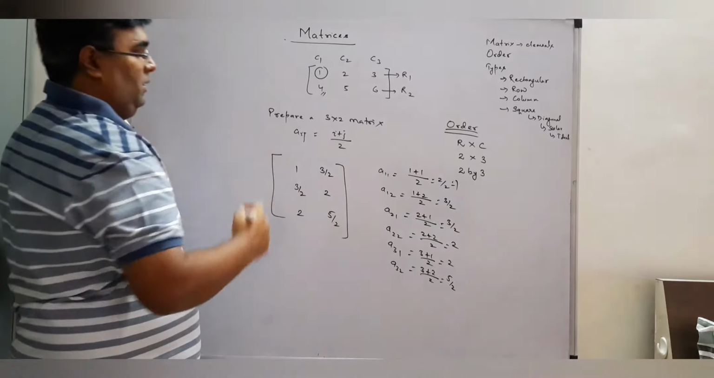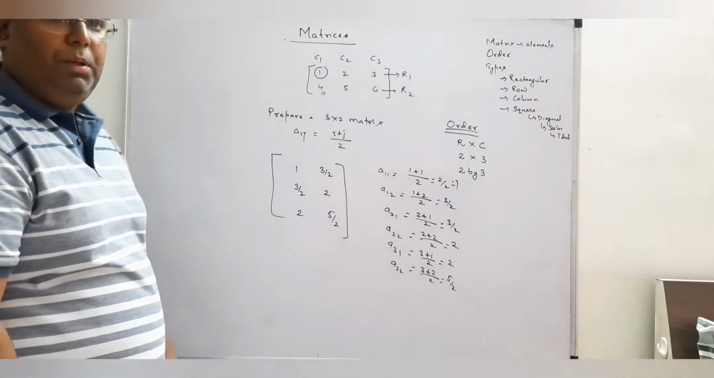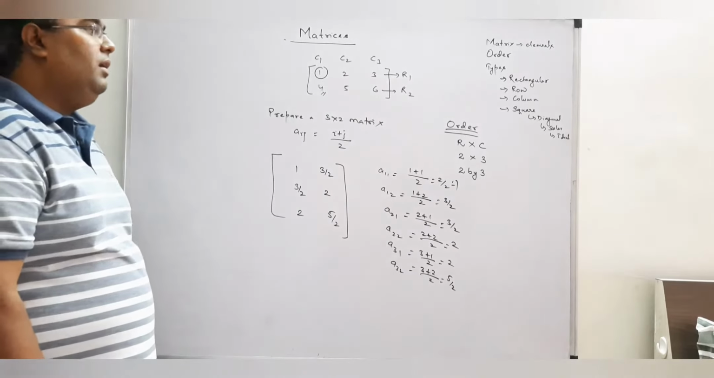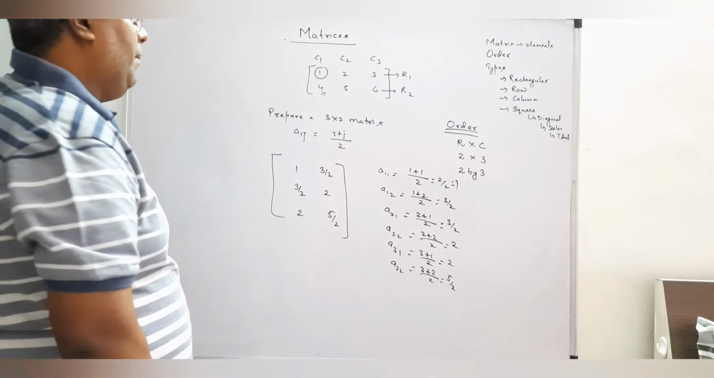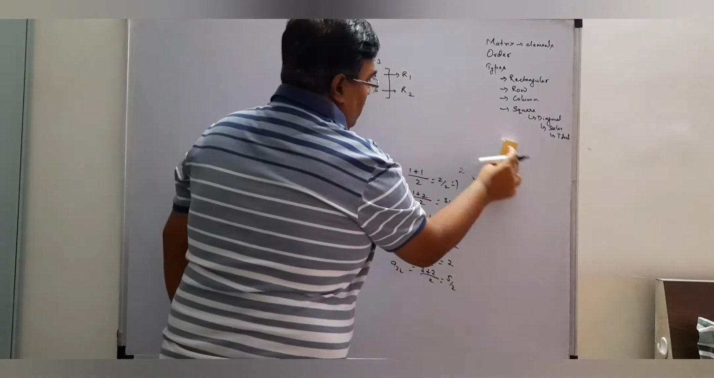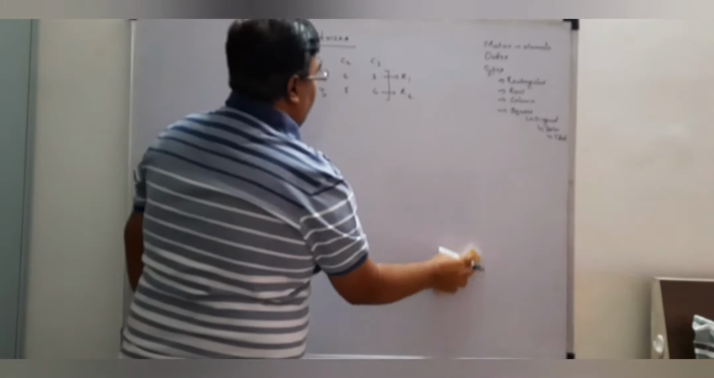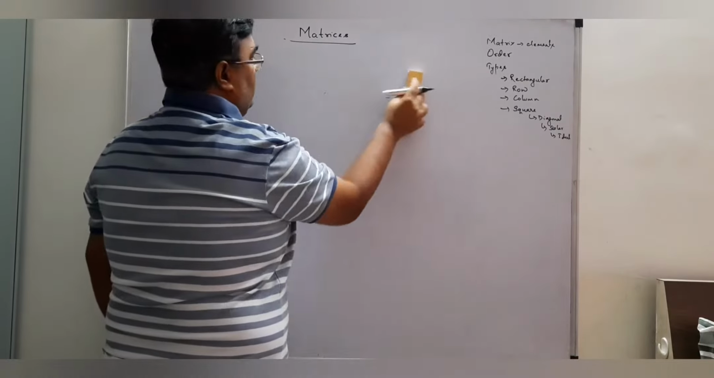Bracket. This is my 3 by 2 matrix. Simple. So in this way you can prepare any order matrix. Okay, let us go to types of matrices. We have different types of matrices.